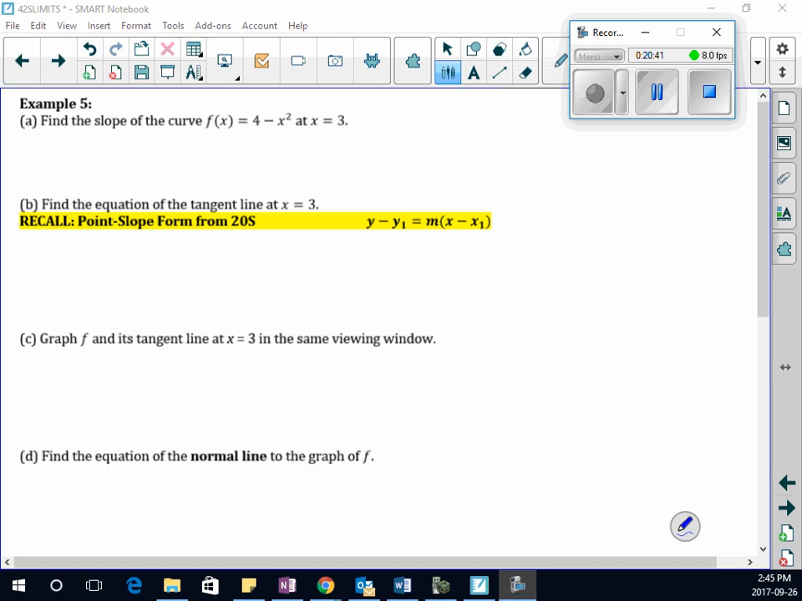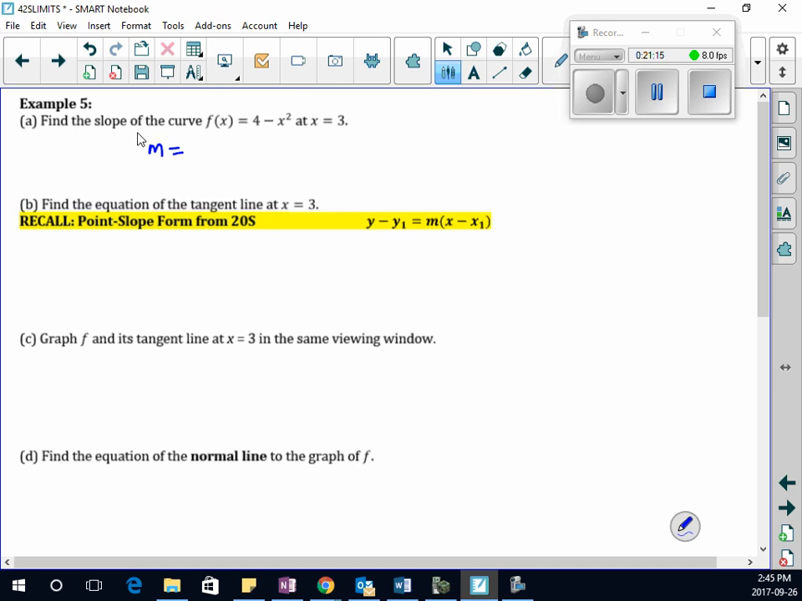So we're going to find the slope of the curve of f of x equals 4 minus x squared at x equals 3. And you might say, well, wait a second, how do we find that? We just had a formula there. Remember the slope from the other side?